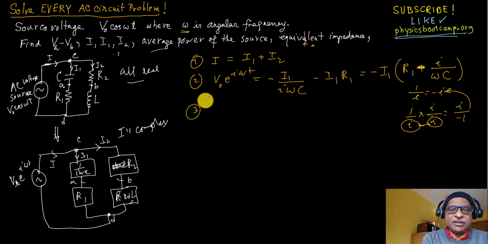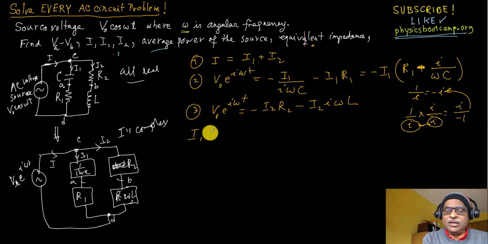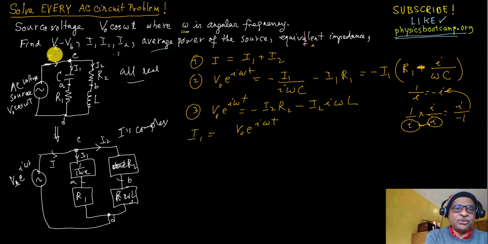So you need three equations, right? Another one will go all the way around the second branch, and the second branch gives V0 e^(i omega t) equals minus I2 R2 minus I2 times i omega L. So I get I1 from here, I2 from here, and I from there. I get all of these. So I get I1 equals V0 e^(i omega t), but I need to figure out the real part from here, right?